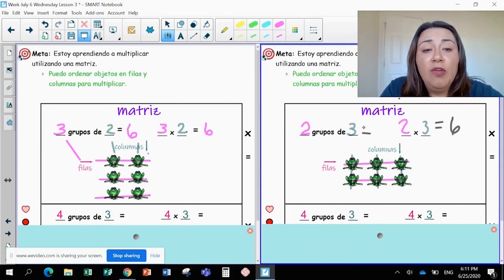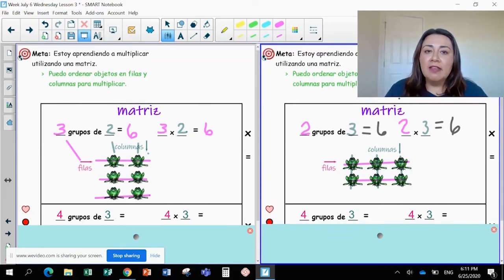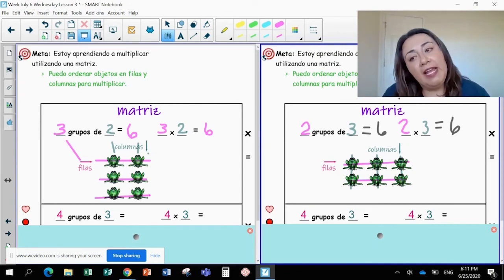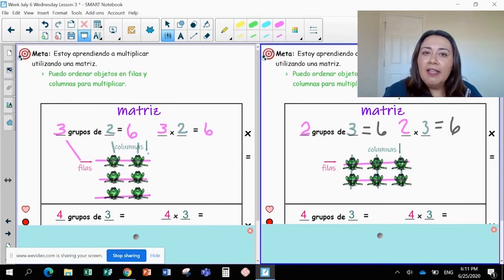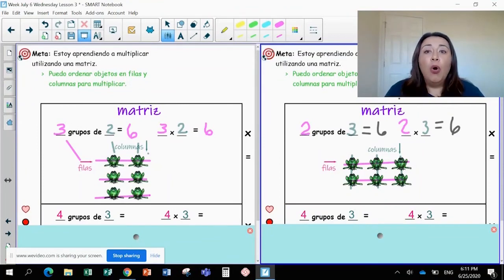El producto de dos grupos de tres es seis. Exactamente lo mismo que el producto de tres grupos de dos. ¡Qué concepto tan interesante! Eso quiere decir que cuando estamos multiplicando, ya sea en una matriz, filas y columnas, o en grupos iguales, o en una ecuación, o en cualquier forma, el orden de los grupos, de las filas, o las columnas, o los factores, no importa. El producto siempre va a ser el mismo. Algo que deben de tener en mente porque les va a ayudar después cuando estén estudiando y memorizándose sus tablas de multiplicación. Ok, vamos a continuar con nuestra lección.